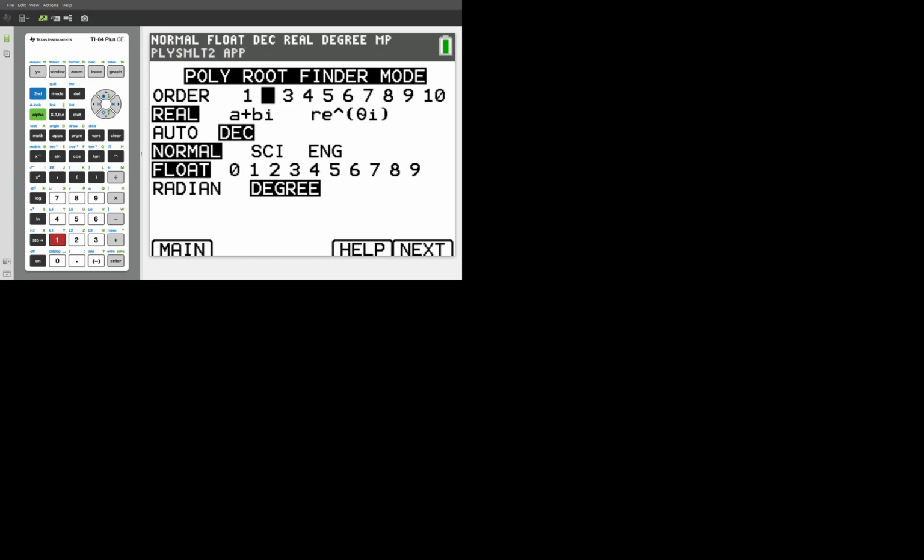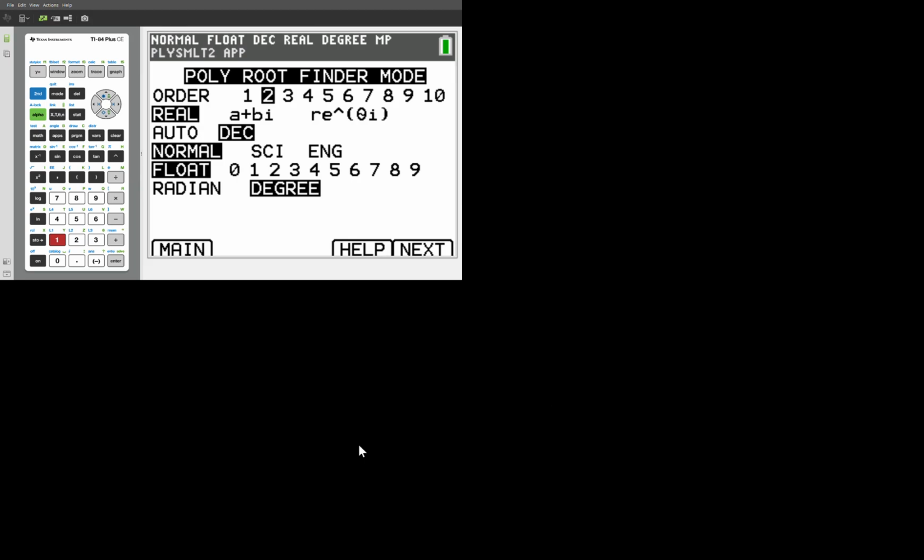Okay. We want second order. So move over to it, second order. You want it to be real. I'm going to say right up front, you want it to be decimals, because whenever you're doing anything in physics, you have to evaluate. You want it in decimal format. If you prefer scientific notation, great. You want it in float. You want it to give you all the digits possible, and we're going to be in degrees.